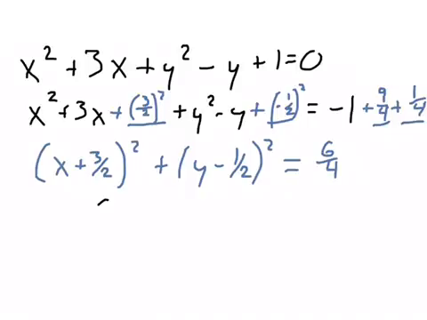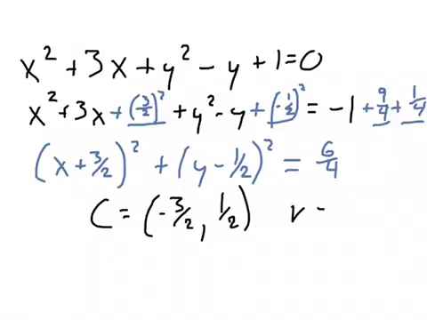And finally, if I want to pull out my center and my radius, my x center is negative 3 halves, my y center is 1 half, and then my radius will be the square root of 6 over 4. Once again, I can simplify this a little bit. Square root of 6 I can't do anything with, but the square root of 4 is 2.